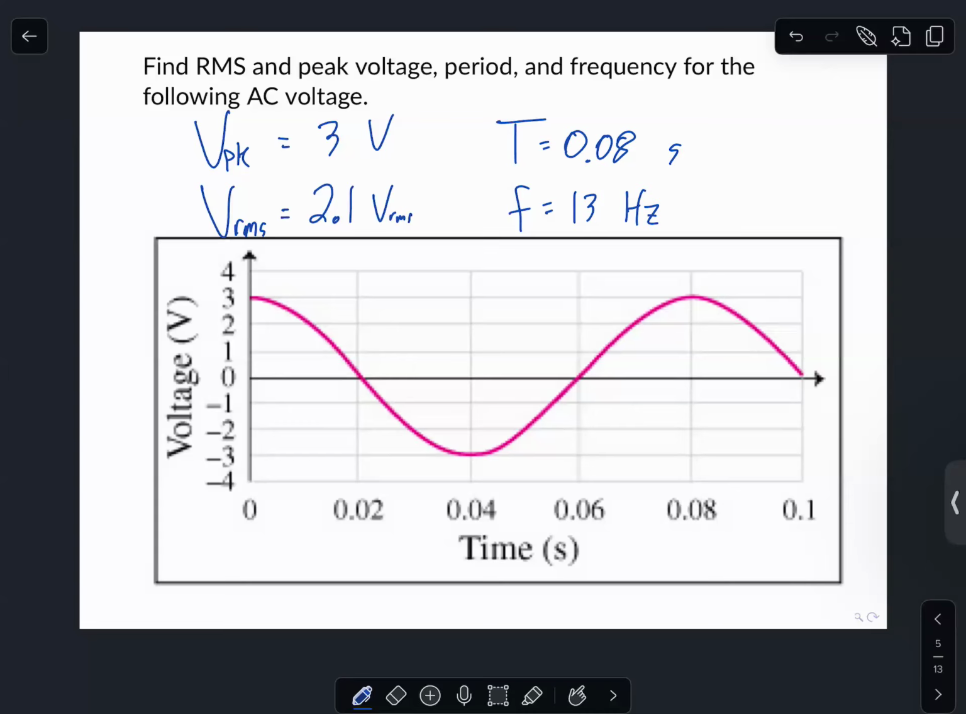Questions about this? Did you get this? Question. Multiplied it by 0.707. That's the formula from the previous page. Write that down. But the amplitude is just the peak value. It's right there. Just read it.